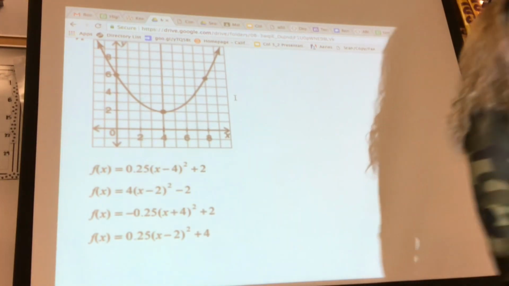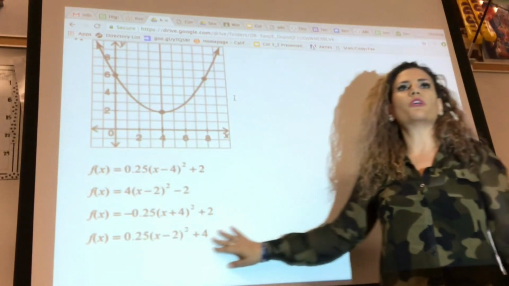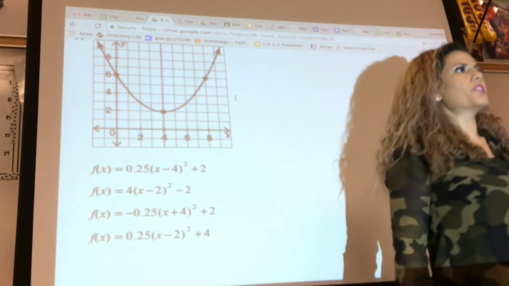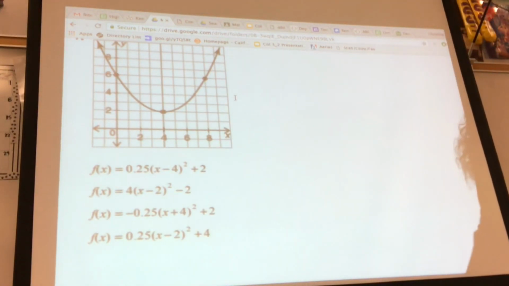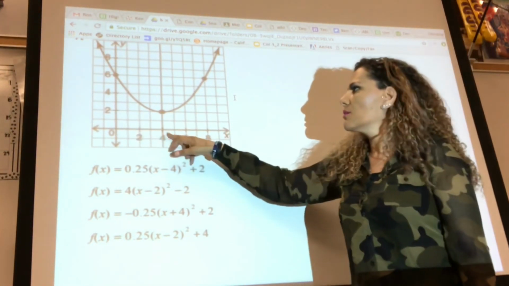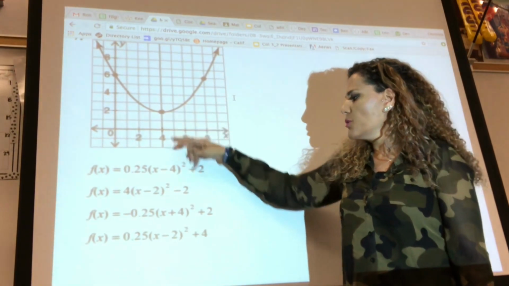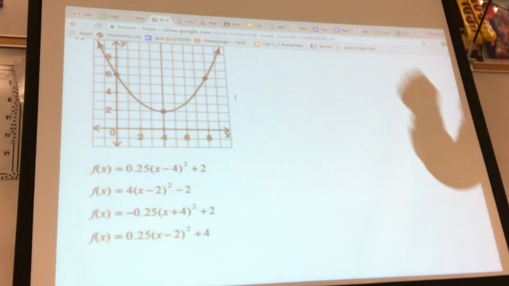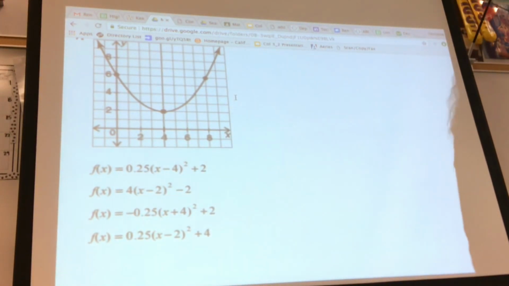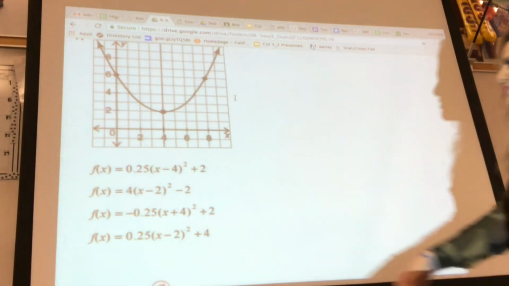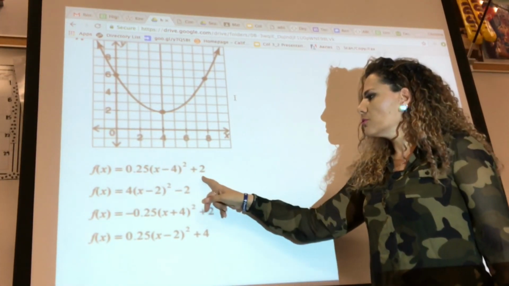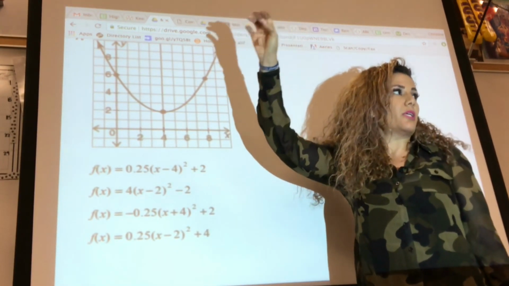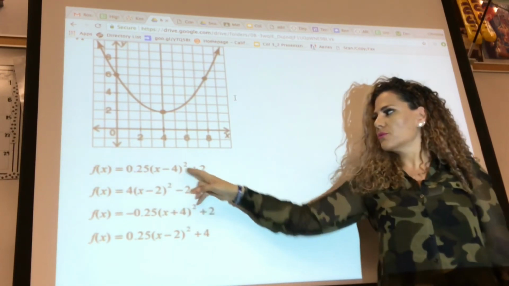What form are your functions in for this one? Very good. Vertex form. If it's in vertex form, let's identify our vertex. What is our vertex here? 4, 2. Okay, talk to each other. Which one of these has the right form for a vertex at 4, 2? All right, does this say vertex at 4, 2? Guys, talk to me, please. You're scaring me. Ready? Does this say vertex 4, 2?